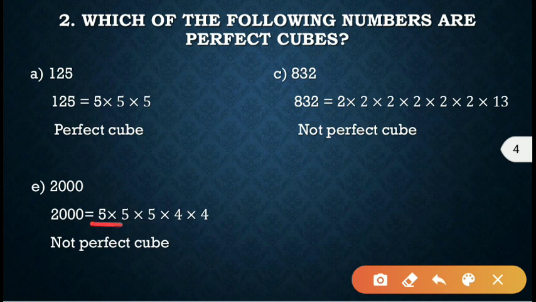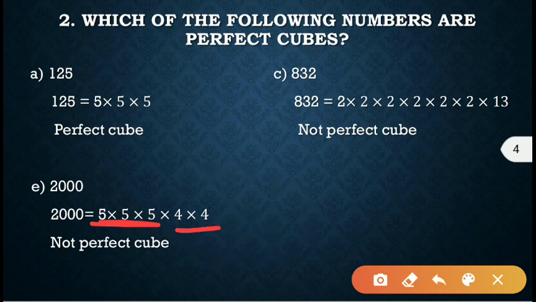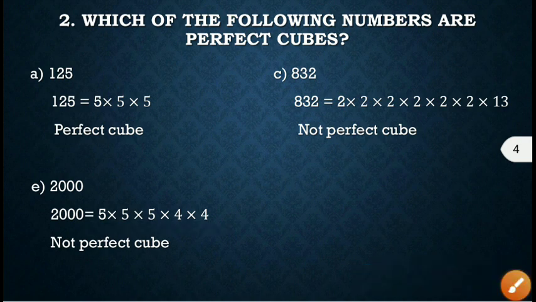Here 5 into 5 into 5 will be one pair. 4 into 4, suppose one more 4 is there, then this will become a pair, but only two 4s are there, so it is not a perfect cube. I hope you understood. When you start making pairs after doing a factorization, if a digit does not have the proper pair, meaning 3 digits are not there, then the number is not called a perfect cube.